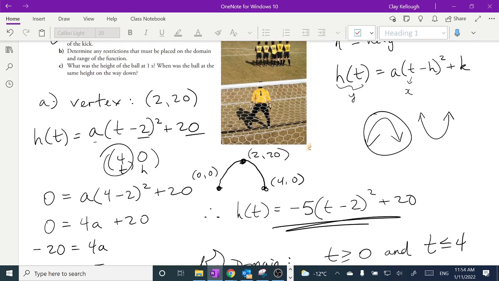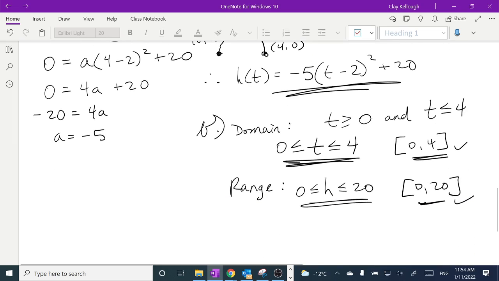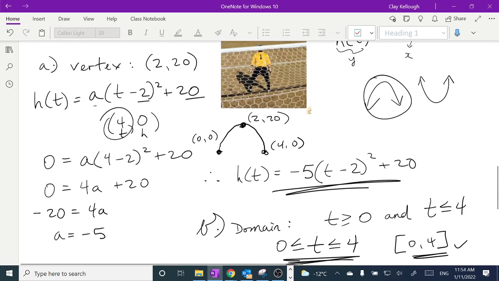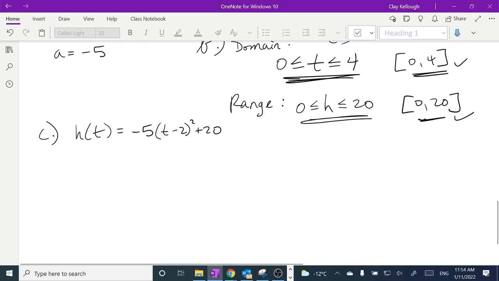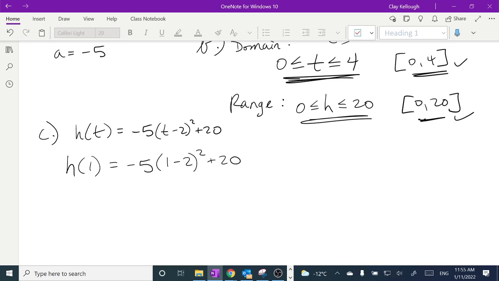C, what was the height of the ball at 1 second? Well, I've got a nice new equation, right? My equation says the height as a function of time is negative 5 times t minus 2 squared plus 20. I would like to know the height at the 1 second mark. So replace the t with a 1. And this is something you did back in grade 10.